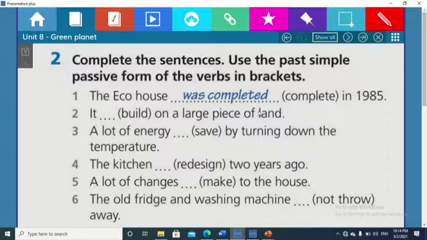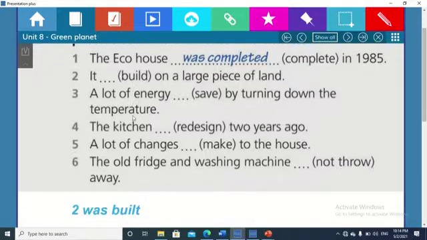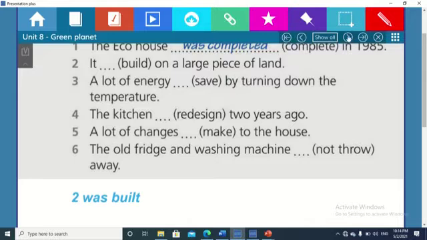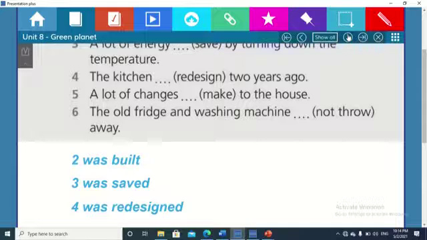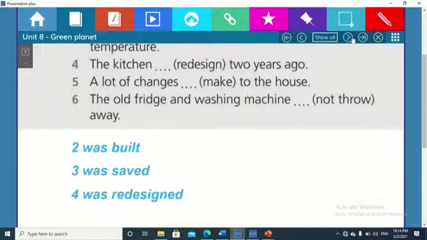What about 2? Built becomes it was built. It was built. So we don't know who built it, so it was built. 3, a lot of energy. A lot of energy is uncountable, so we use the singular verb, which is was saved. The kitchen was redesigned. A lot of changes, plural, were made.